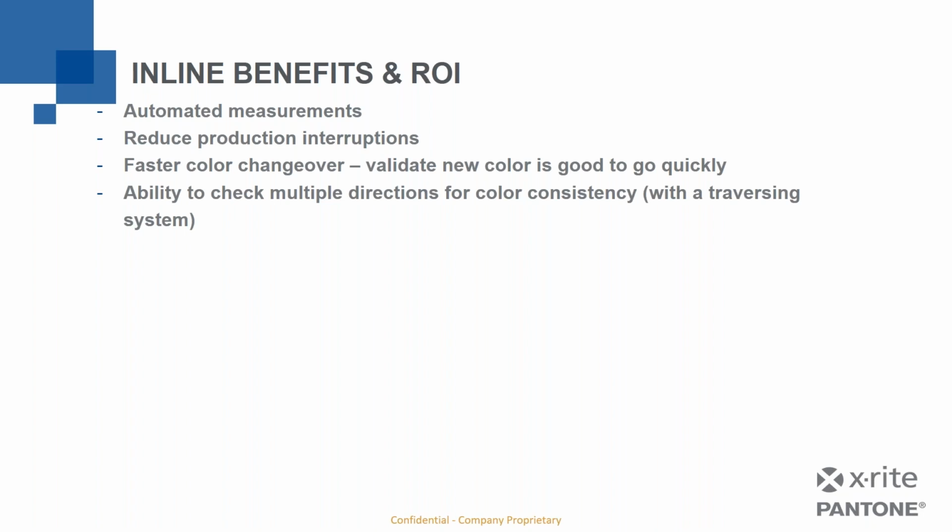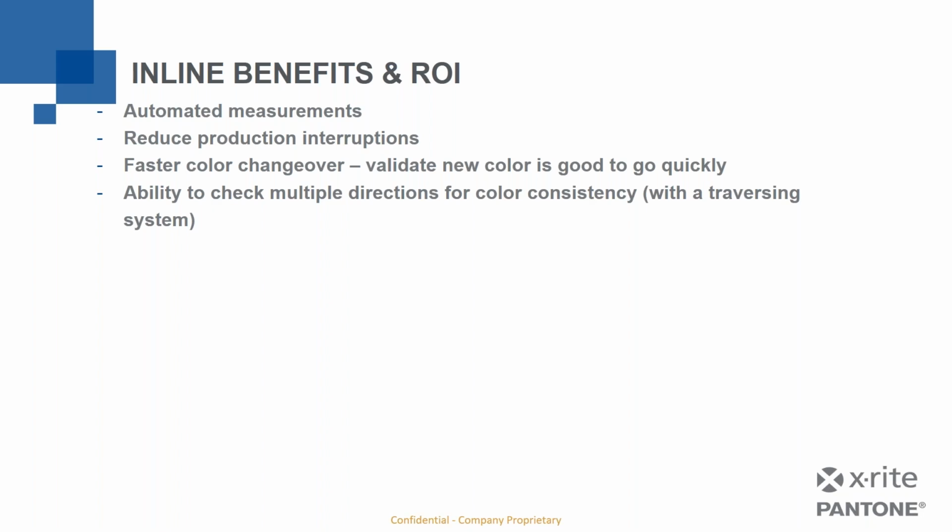The ability to check multiple directions for color consistency. And what I'm talking about here is if I have a stationary measurement in line, right, I'm going to measure the color as it flows by, so to speak, linearly. But if I have a traversing system, I can also check it left to right as well. So I'm going in 2 dimensions, so to speak.